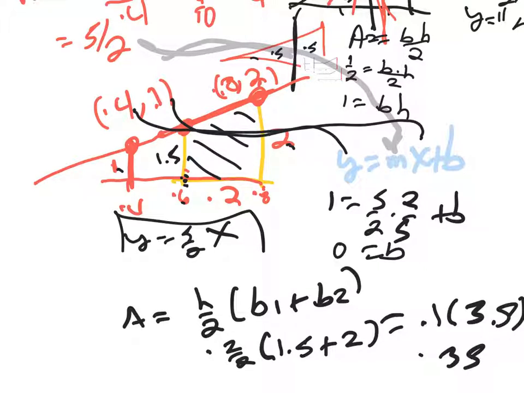I almost made a mistake. I almost said the answer was 35. Why would that be silly? Can the area be 35? No, it has to be less than 1. Silly, yeah. So there's my answer. There it is.